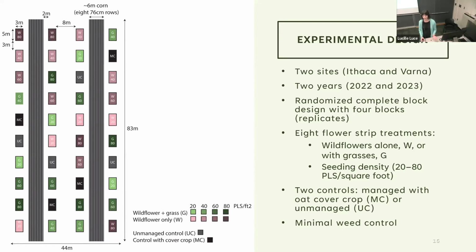The other really important point about this experimental design is that it didn't include a lot of weed management at any stage. So site preparation was limited to tillage once and a single glyphosate application, then the seeding. After that, we mostly left the thing alone, aside from a single high mowing with a brush hog in July of the first year.